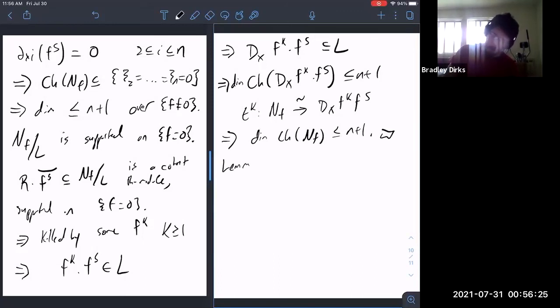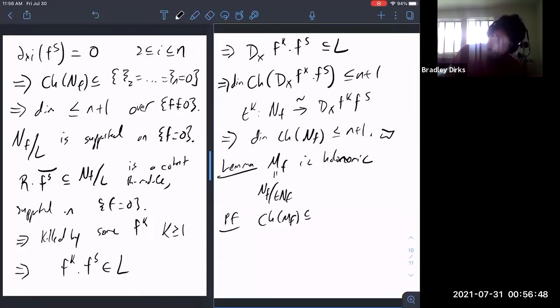And now we're actually almost done. Okay, so now we can say that M_f is holonomic. Remember, M_f is N_f mod tN_f. And so the proof is its characteristic variety is contained in the characteristic variety of N_f. So its dimension is at most n plus 1.